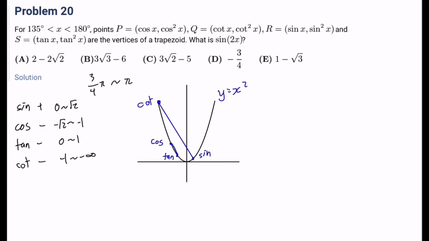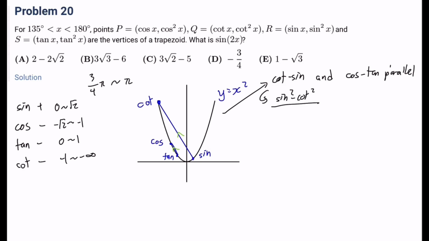And now we know that these two are parallel. So what that gives us is that the rise over 1 is equal for the cotangent and the sine, and the cosine and the tangent. So this gives us that the cotangent and sine are parallel, and so this and the cosine tangent are parallel. This gives us that it's sine squared minus cotangent squared over the sine minus cotangent. I should be writing x all over here, but I'm just too lazy. So let's just go with this.